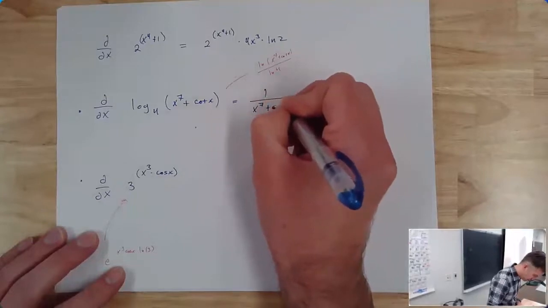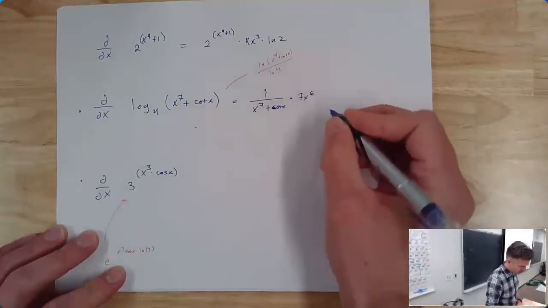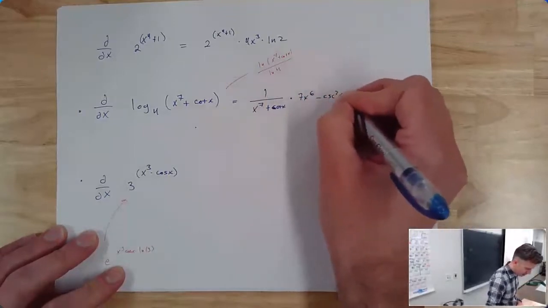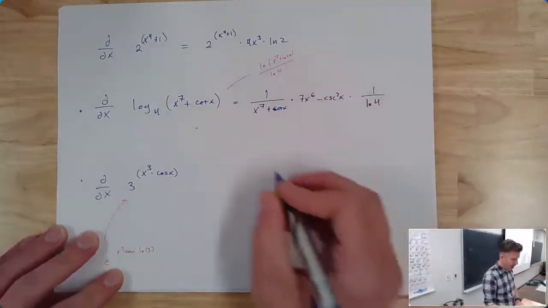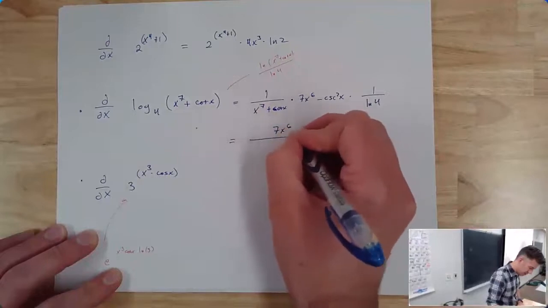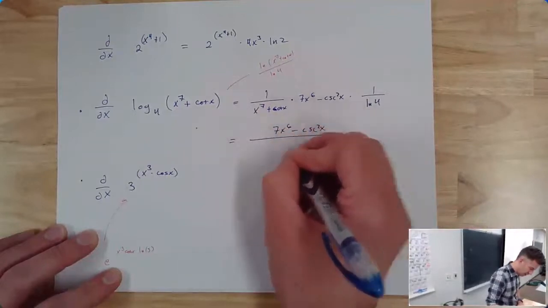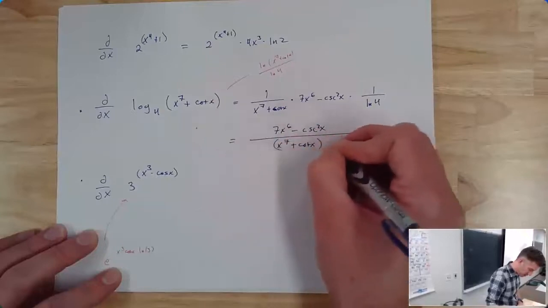Okay, I can write cotangent times the derivative of the stuff. The derivative of cotangent is negative cosecant squared x, and then divide by the natural log of that base. And then probably rewrite it so it doesn't look like trash. So 7x to the 6th minus cosecant squared x over x to the 7th plus cotangent x natural log of 4.